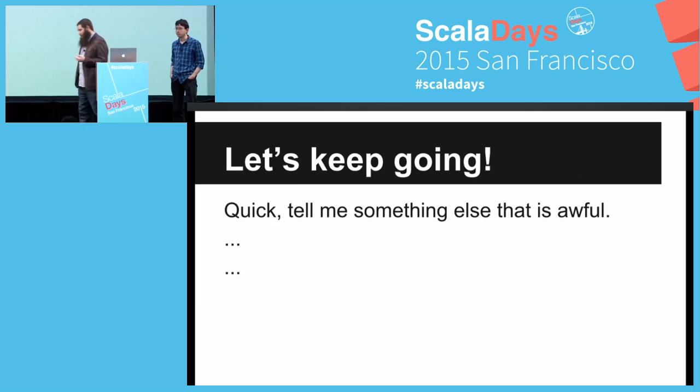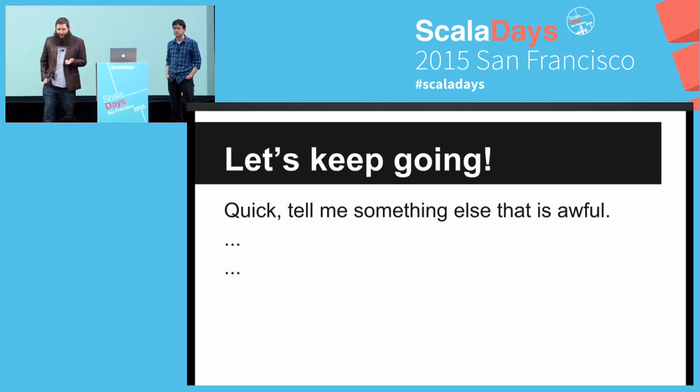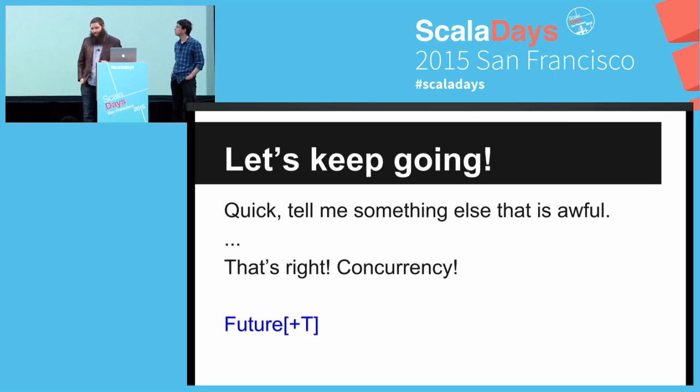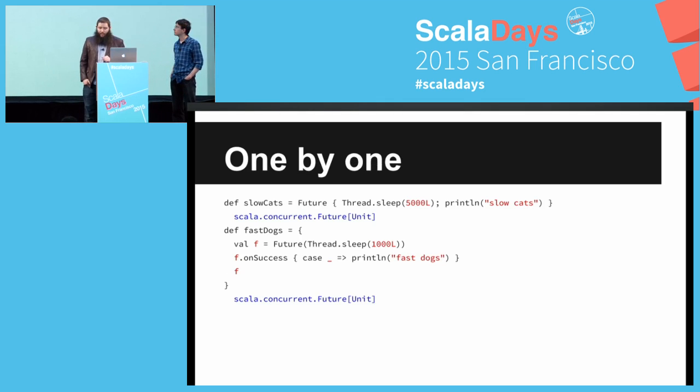Okay, so we've talked about try, we've talked about option. I think probably the next most popular type that we use would have to be future. It's very difficult to model. And so I'd like to give an example of some of the quirks that you might deal with when dealing with futures.